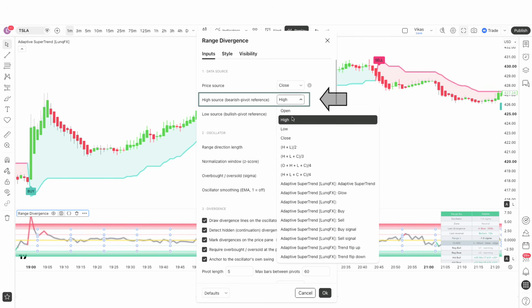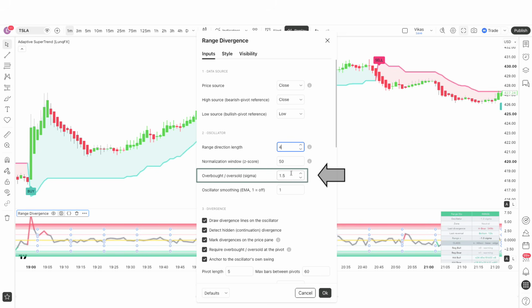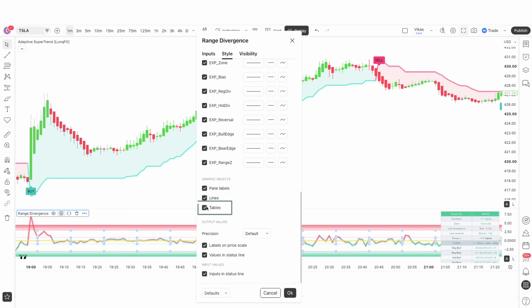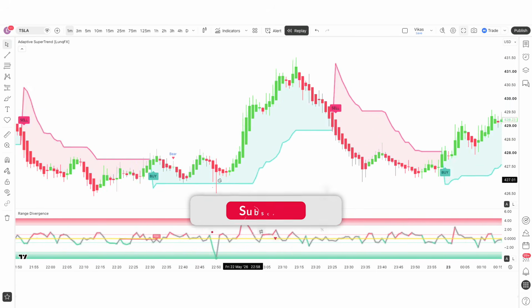We change high source from high to close, then change range direction length 14 to 4, then change overbought, oversold 1.5 to 0.9, and then change normalization window 50 to 57. If there are any options you wish to hide, do so. Here everything is fine. After that, click OK. Our complete trading setup is now ready.